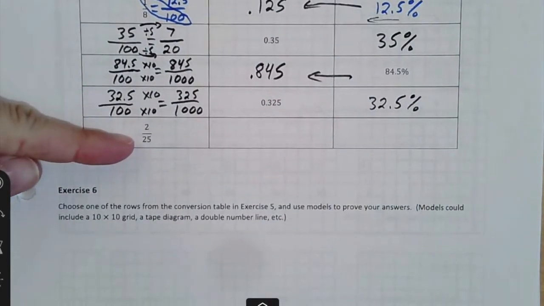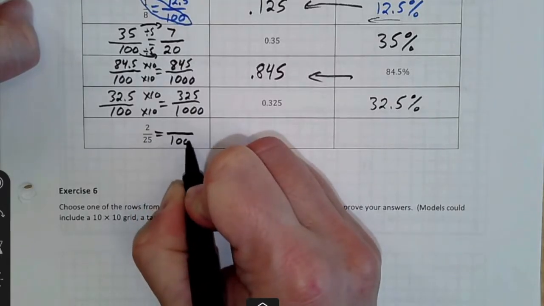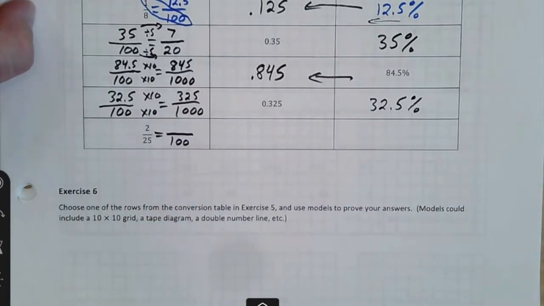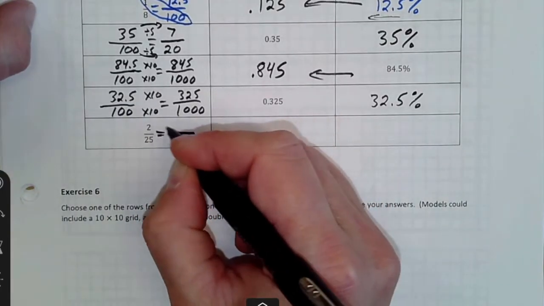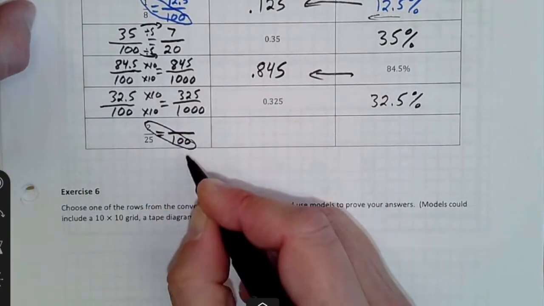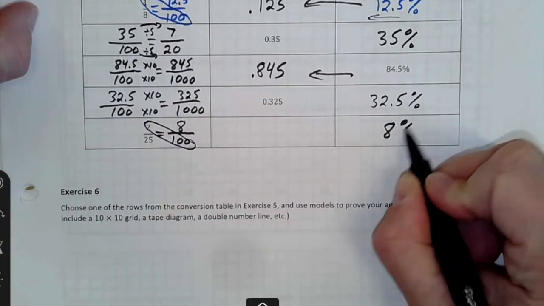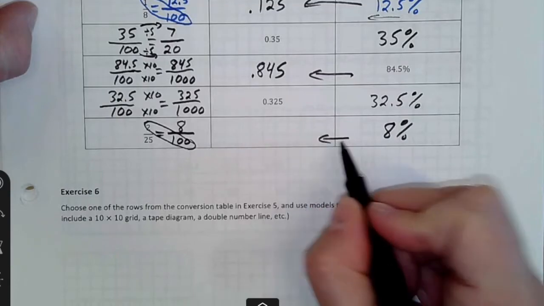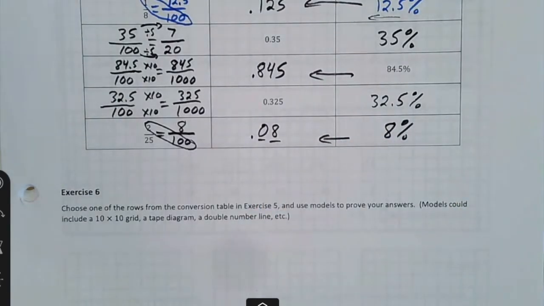2 out of 25 is a fraction, but I like my fractions out of 100. It just makes it easier when I'm trying to find my percent. Some people see times it by 4 to make it bigger. If you do cross products, 200 divided by 25, I get 8 out of 100. So that's 8%. As a decimal, I got to move it back twice this way, 0.08. You got to be careful here that you don't put 0.8.